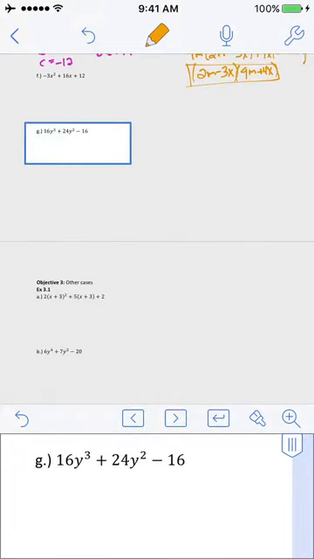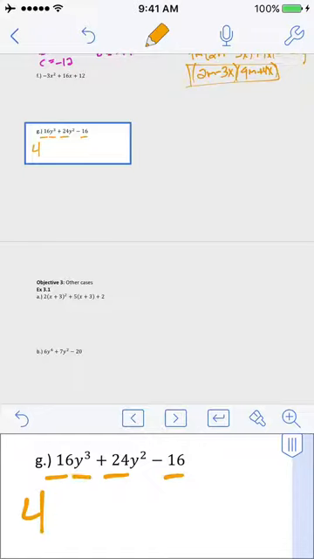Alrighty, let's do one more. Let's do G. G is another one of those cubics, right? We can't do things in cubics, right? So what do we do? We take out a GCF, right? Well, that's 16. They're all even, so I can take out a 2. Can I take out a 4? I think I can take out a 4. Yep, because they all divide by 4 too. Let's divide it by 4.